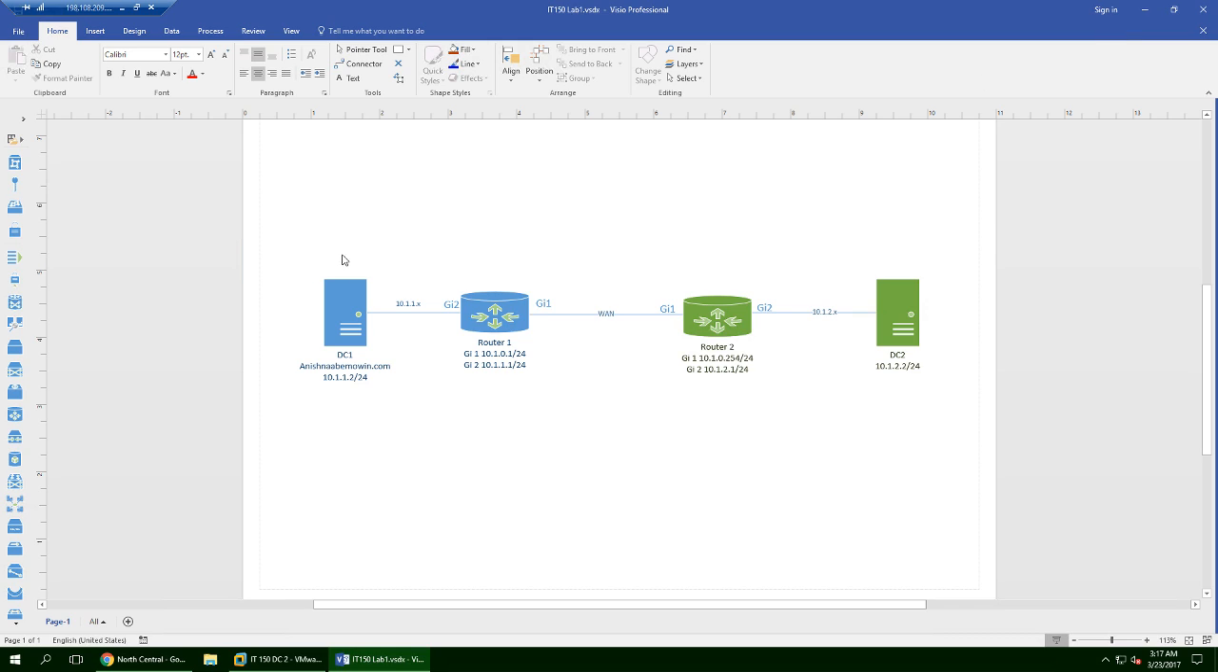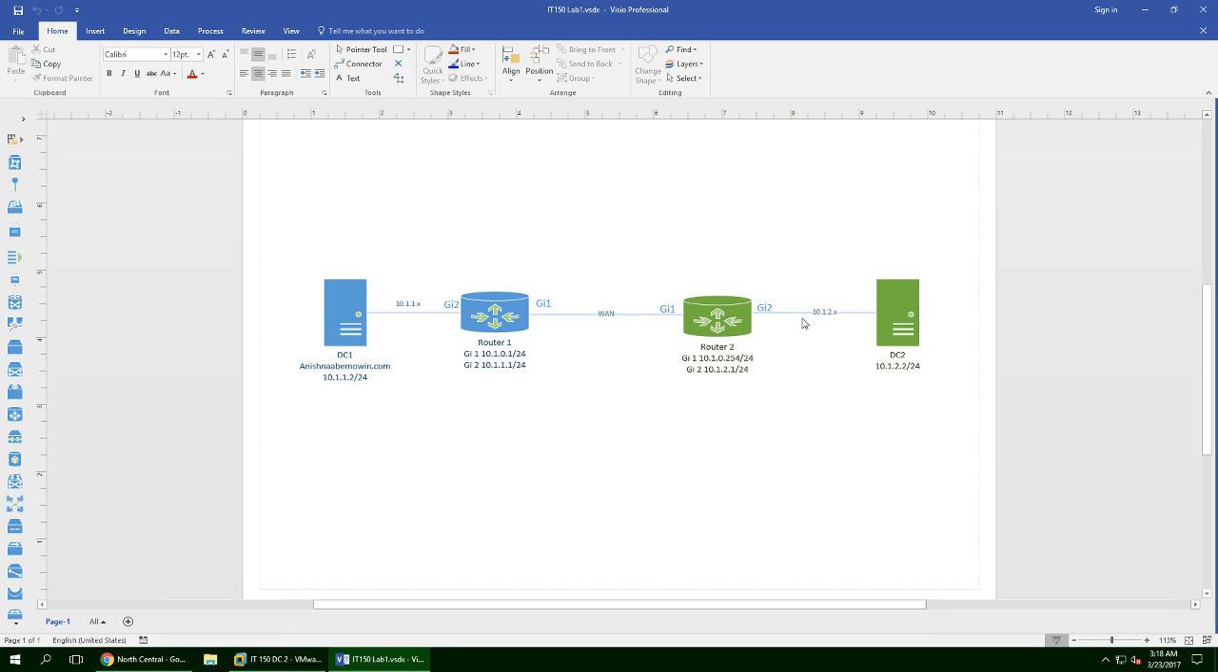To start, we're going to take a look at a network diagram I made. It consists of two domain controllers, DC1 and DC2. DC1 is the primary domain controller for anishnaabemowin.com. Its IP address is 10.1.1.2.